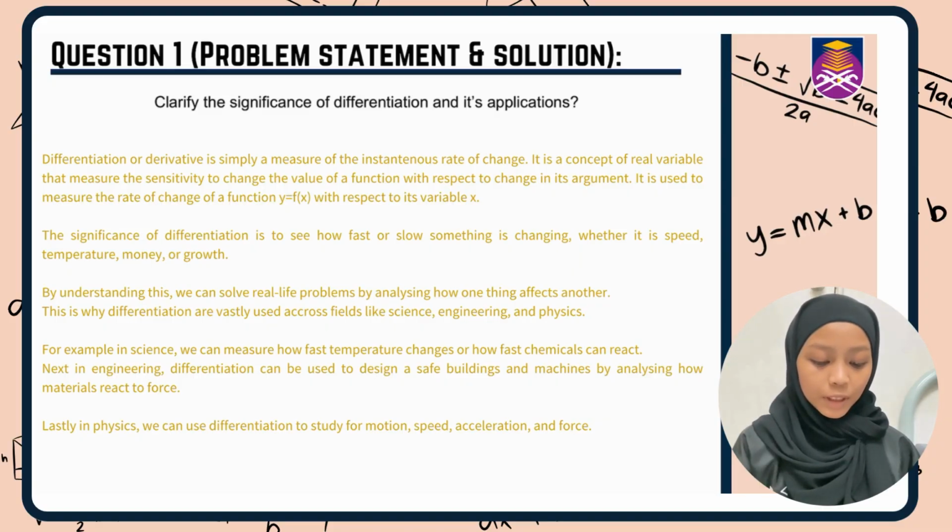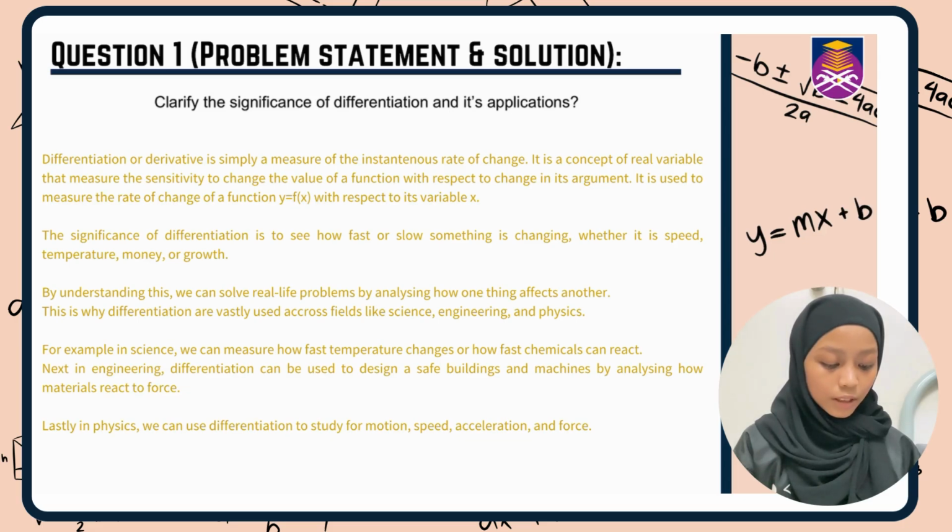Differentiation or derivative is simply a measure of the instantaneous rate of change. It is a concept of a real variable that measures the sensitivity to change the value of a function with respect to change in its argument. It is used to measure the rate of change of a function y equal to f(x) with respect to its variable x. The significance of differentiation is to see how fast or slow something is changing, whether it is speed, temperature, money, or growth. By understanding this, we can solve real-life problems by analyzing how one thing affects another.